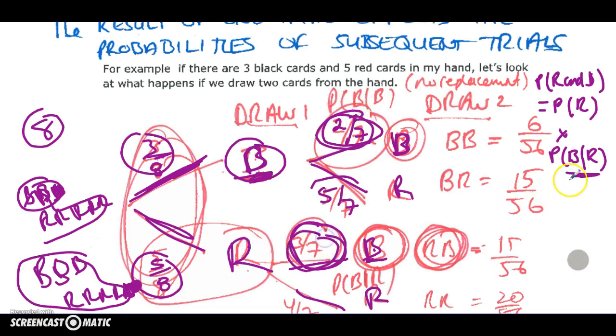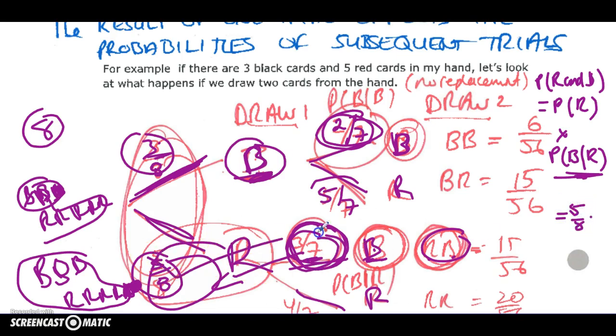Then it's 3/7. So if I'm looking at this right here, the probability of a red and a black is the probability of a red times the probability of a black given that I already drew a red. So that's 3/7. To work this out, it's going to be 5/8. You just go down here, 5/8 times 3/7.